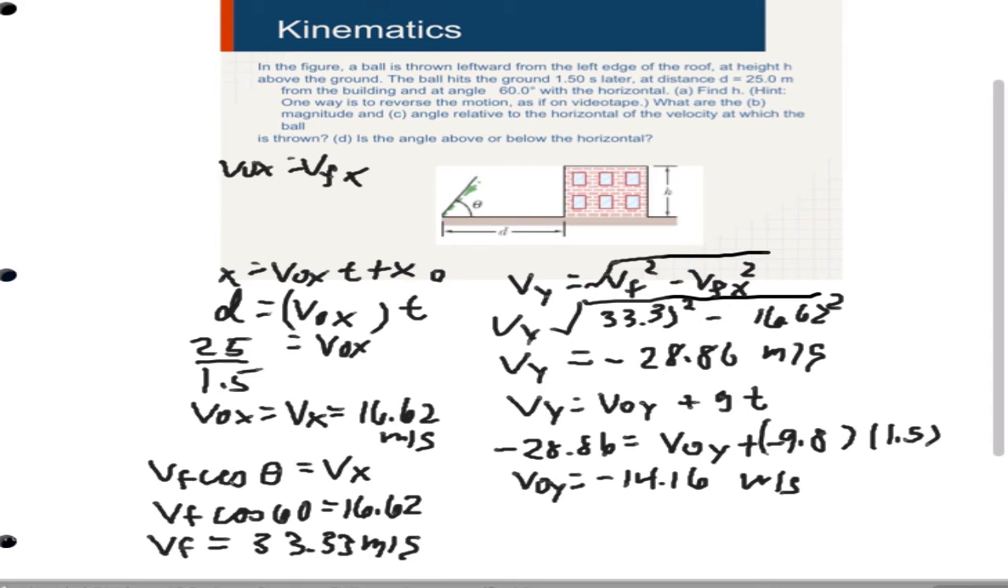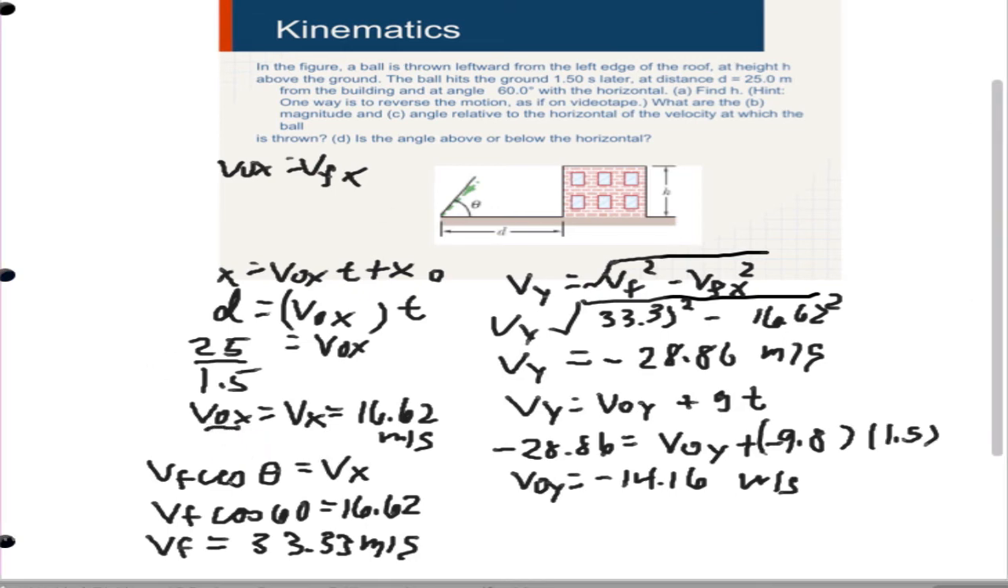That's going to be V naught x squared, this guy here, plus V naught y squared, under a square root. That's going to be this guy and this guy under a square root. I'm going to end up getting about 21.9 meters per second. And that actually ends up being the answer to B.